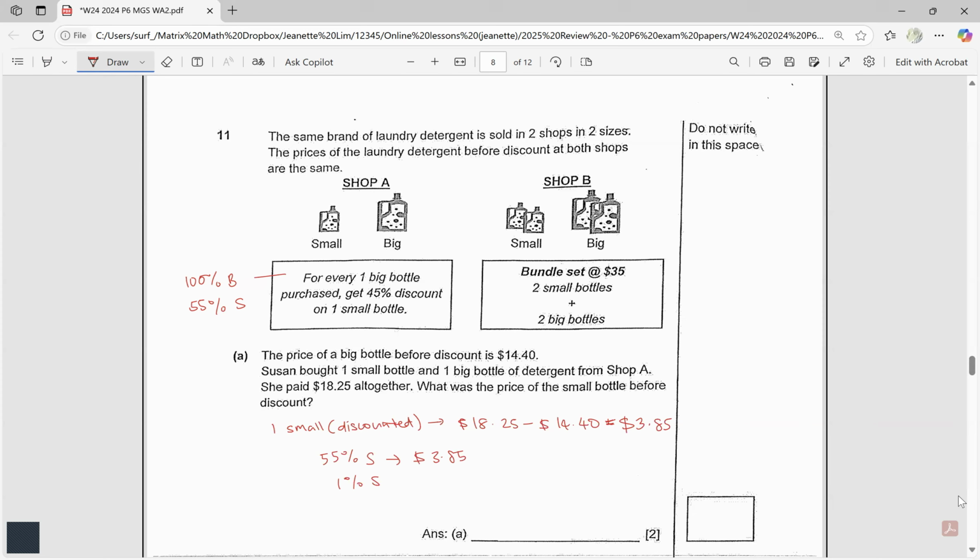From here, you want to find the original price of the small one, so you are actually trying to find 100%. For 1%, 385 divided by 55, which is 7 cents. So the original price of the small one, which is 100%, you times 100. So you get $7. Okay, so the answer is $7 for the small one before discount.